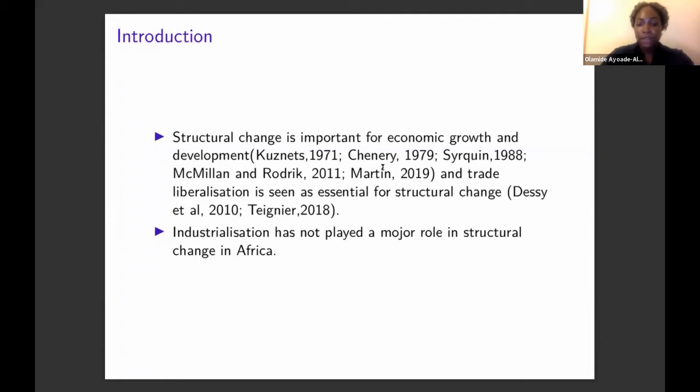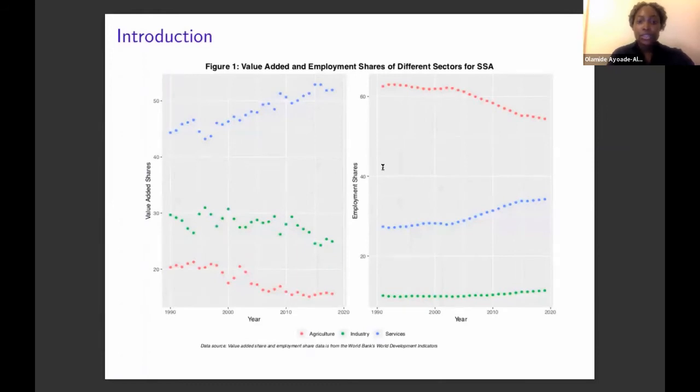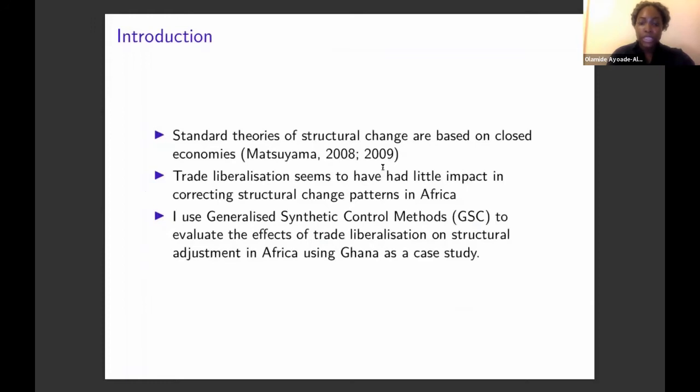However, structural change in sub-Saharan Africa has followed a different pattern than expected, as industrialization has not been that important in the structural change of African countries. This graph shows the value added and employment shares of the different sectors for sub-Saharan Africa. These figures are just the averages for all these countries, and the data is from the World Bank Data Bank. As you can observe, employment shares of agriculture are quite high, while value added shares of agriculture are extremely low. Also, employment shares of services in sub-Saharan Africa are the second highest, with the employment shares of industry being extremely low and stagnant on average. So obviously, industrialization has not played a major role in structural change, even though trade reforms have been a major part of sub-Saharan African policies for economic development.